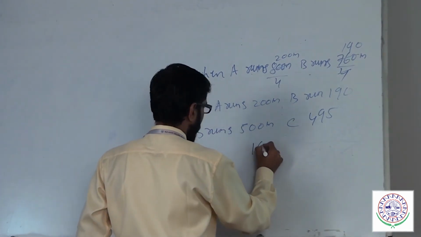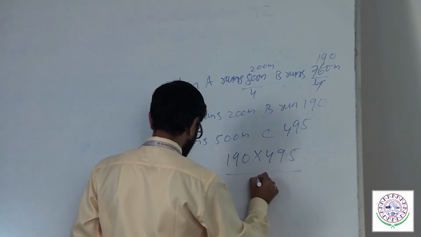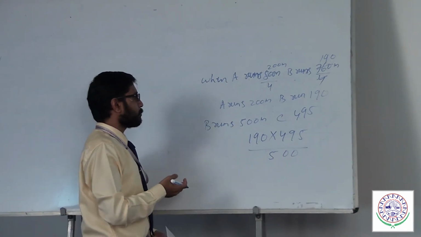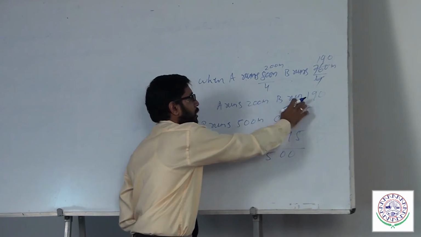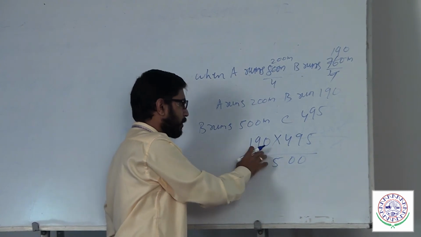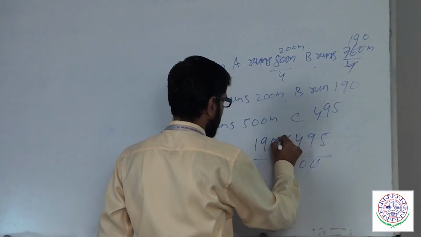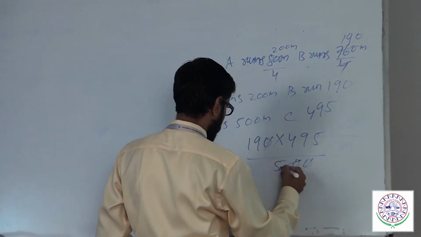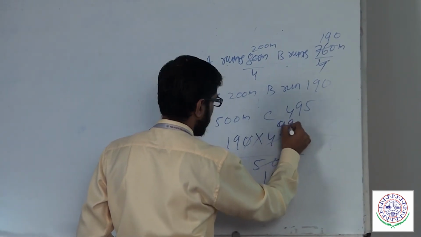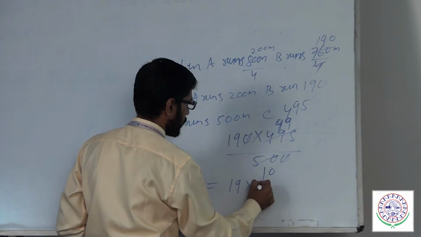So this will be 190 into 495 divided by 500. C will cover this in 190 because B runs 190 when A runs 200. So how much will C cover in 190, so that we can make a relation with A and C. Now if you calculate this, the zeros get canceled and we can get this 5 times 99, so this will be 99 and this will remain 19 into 9.9.